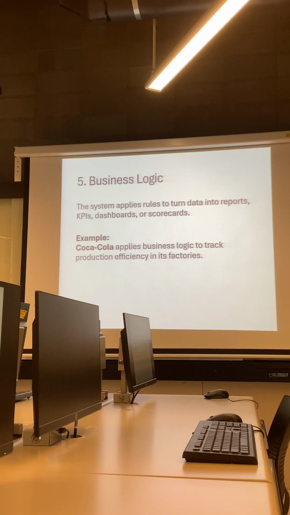Number 5 is business logic. The system applies rules to turn data into reports, KPIs, which is key performance indicators, dashboards, or scorecards. For example, Coca-Cola applies business logic to track production efficiency in its factories.